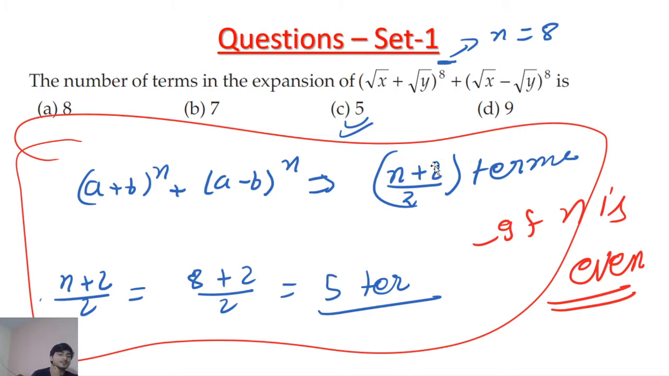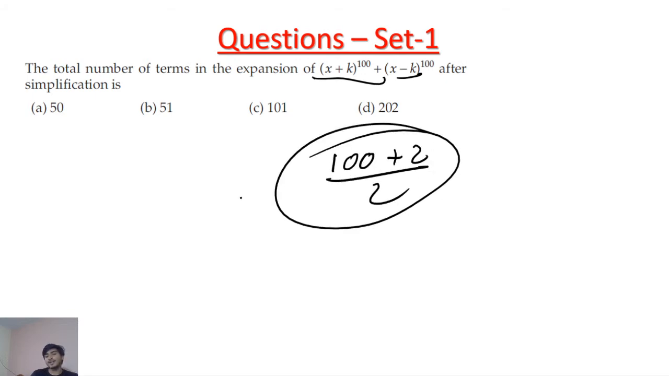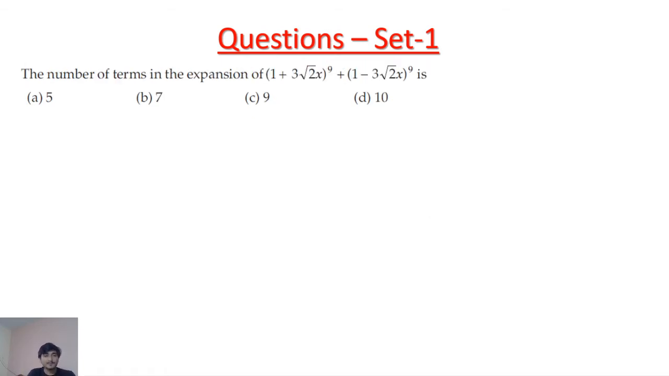When it is addition, it will be (n plus 2) by 2, right? So n plus 2 by 2, that will become (100 plus 2) by 2. So total number of terms in this will be how much? (100 plus 2) by 2 will be how much? That is 102 by 2, that is equal to 51 terms. Is it clear? Yes. Okay, so same way you can solve this question also.